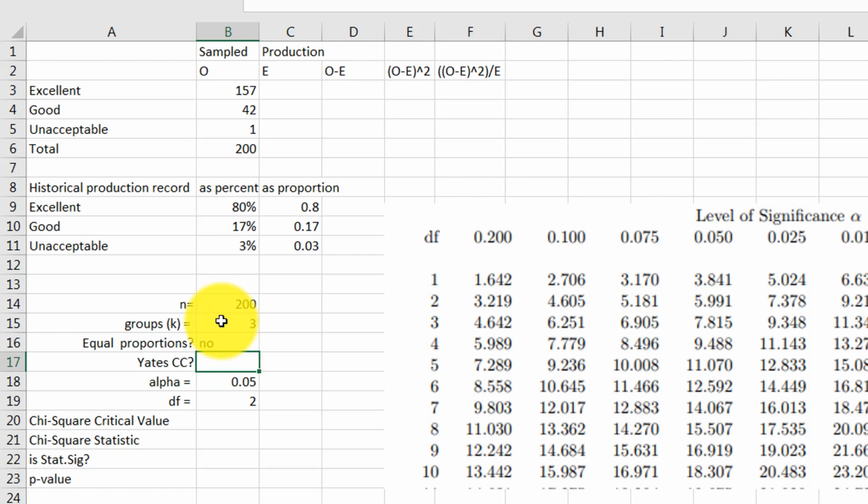And then back to the Yates continuity correction. Do we need Yates continuity correction? We do that when degree of freedom is equal to 1. Our degrees of freedom is equal to 2. So we know we do not need the Yates continuity correction.